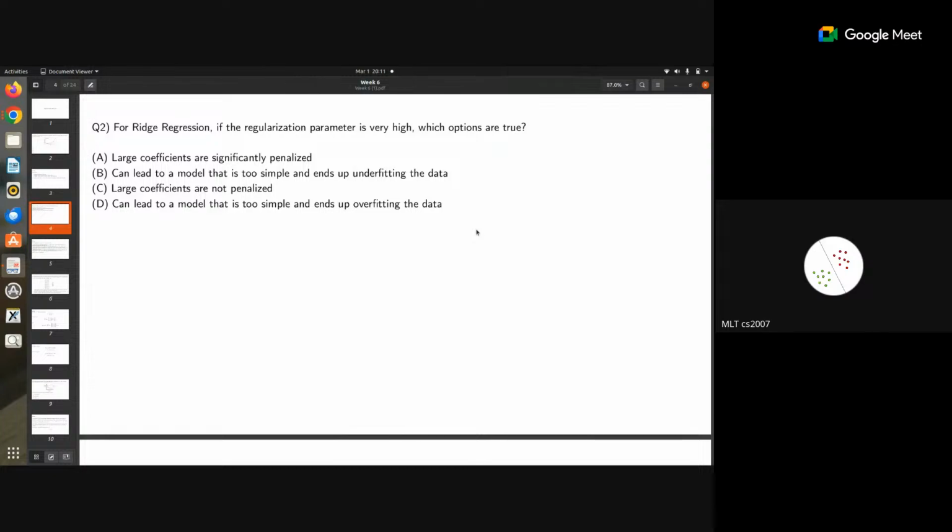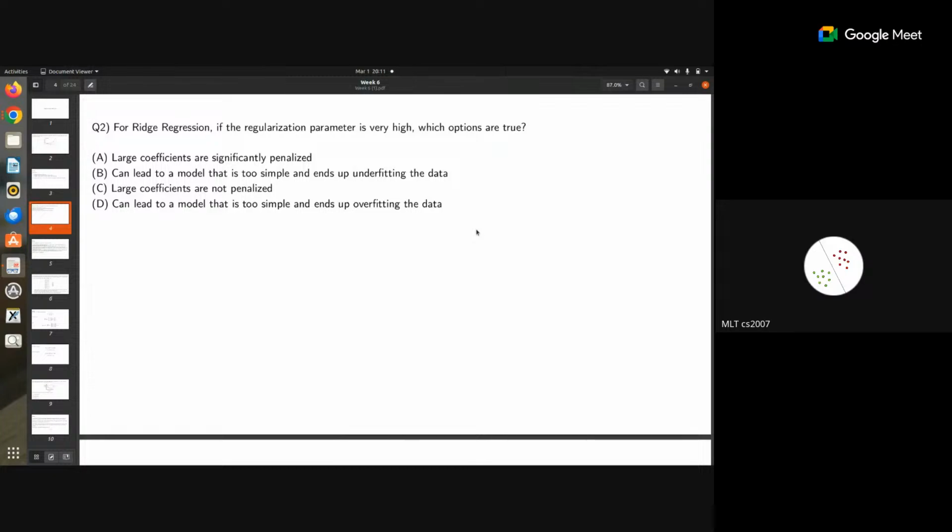So the first option is: large coefficients are significantly penalized, which can lead to a model that is too simple and ends up underfitting the data. Option C: large coefficients are not penalized. I think option C itself is wrong, right? And option D is: can lead to a model that is too simple and ends up overfitting the data.